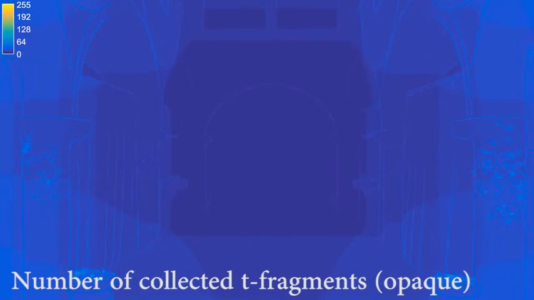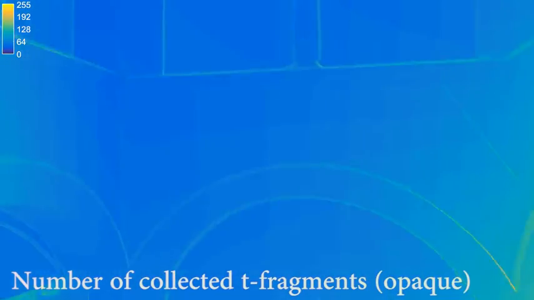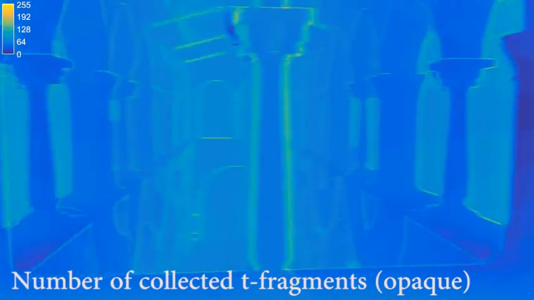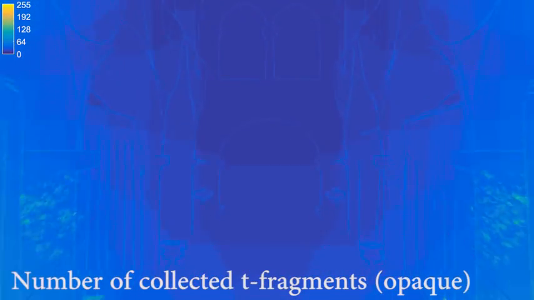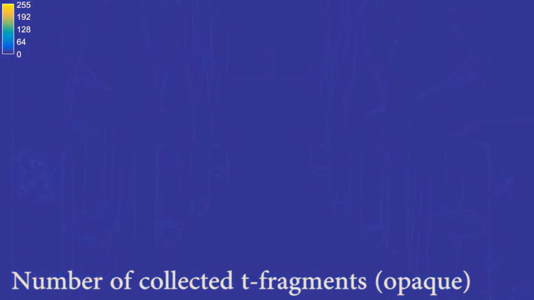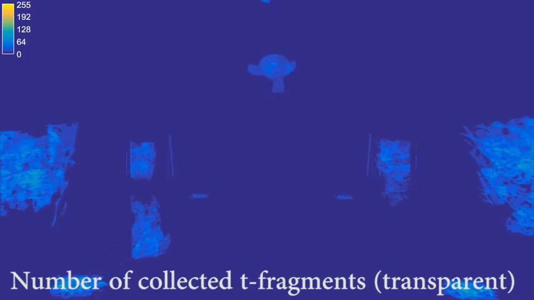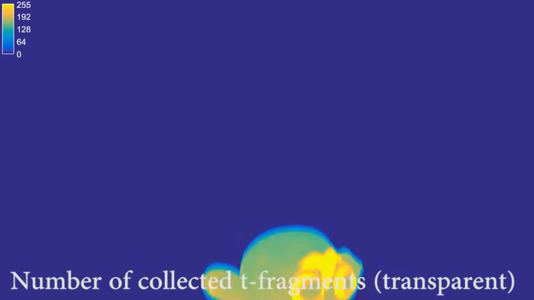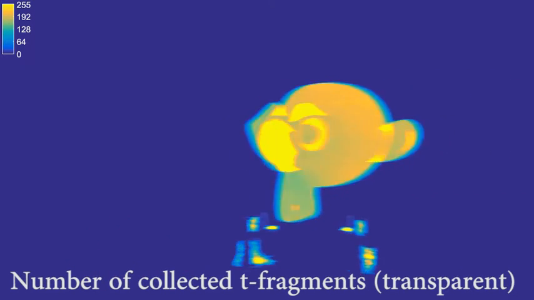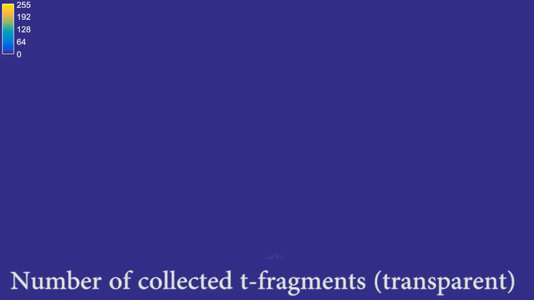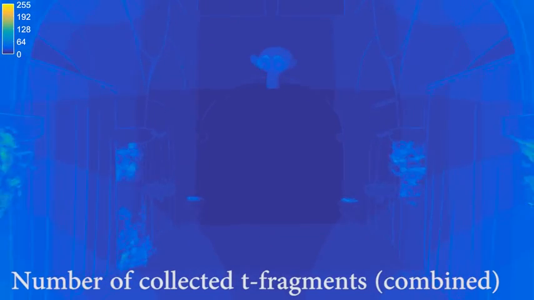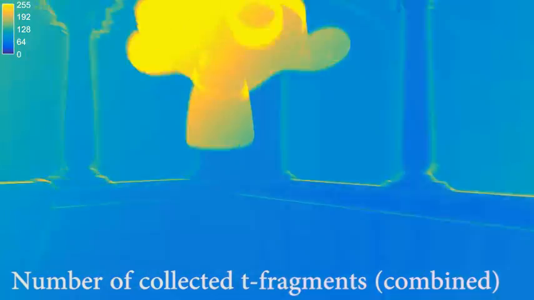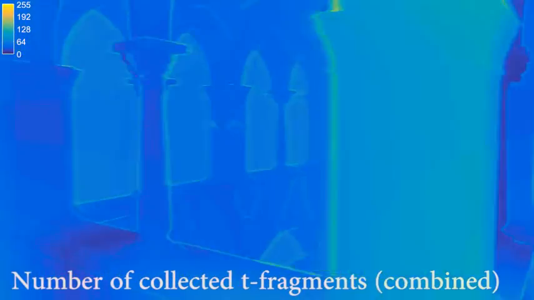This visualization shows the number of collected opaque T fragments. Here the collected transparent T fragments are shown. This is a visualization of both opaque and transparent T fragments.